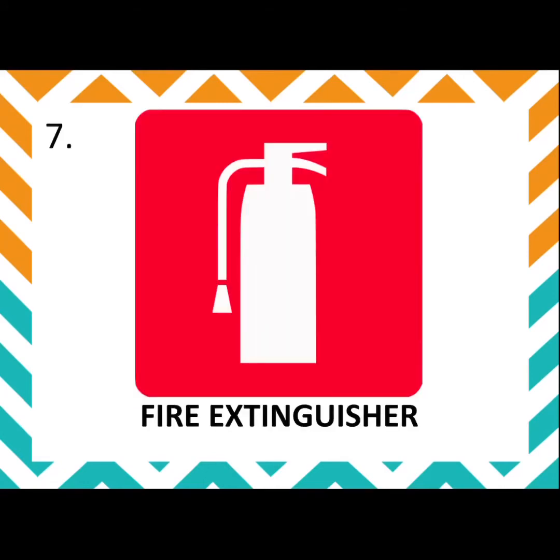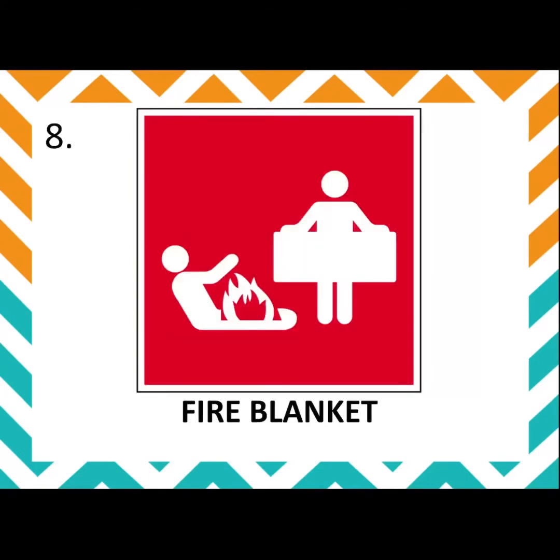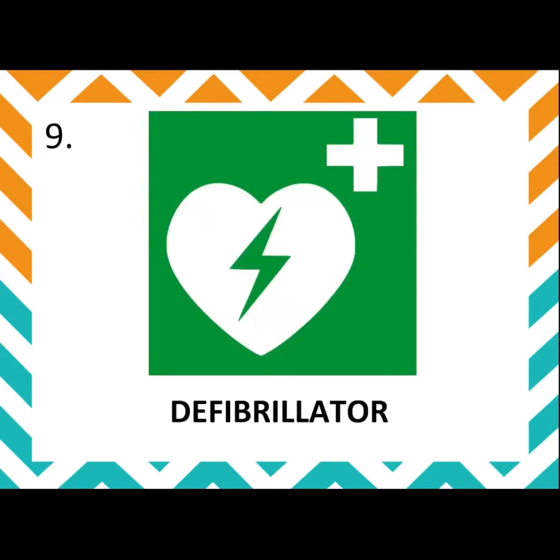A fire extinguisher, one thing you need to note on this is that a fire extinguisher is used on something that is on fire. So if a thing, like a desk or a table or a chair, is on fire, you would use a fire extinguisher. A fire blanket is used on people. So if someone catches fire, you're going to use a fire blanket. A defibrillator, this is also an AED. This is the thing that restarts someone's heart.